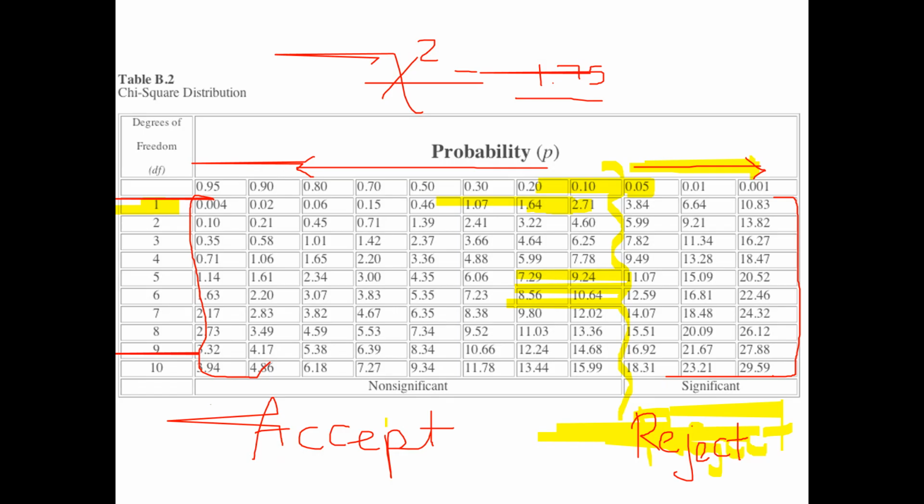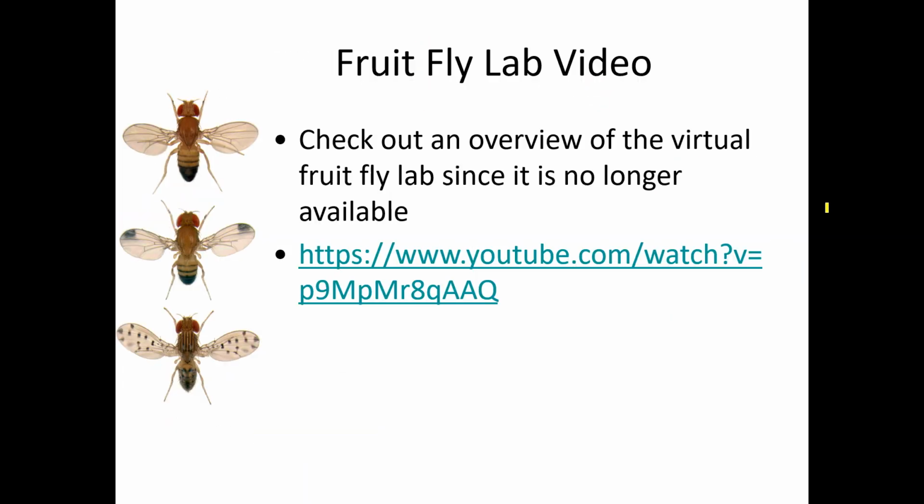So if I got an accept for the coin flip, we're just saying, yeah, that's a fair coin. That falls within a normal range. If I got a number over here on this side of the table, that is when I would reject. Anything 3.84 and higher, I'm going to reject.